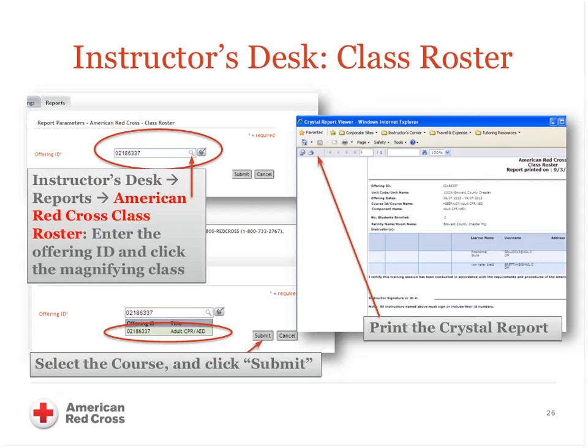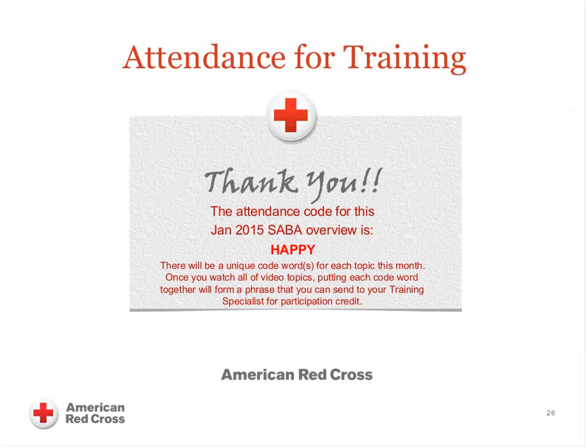For the Instructor's Desk class roster, again, just go into Instructor's Desk, click Reports, then click American Red Cross class roster, enter your offering ID, click on that magnifying glass, and you go to where you can print your Crystal report. The Crystal report will provide you with your roster.